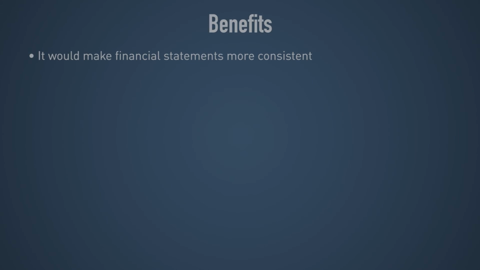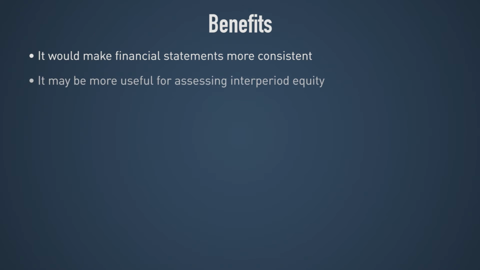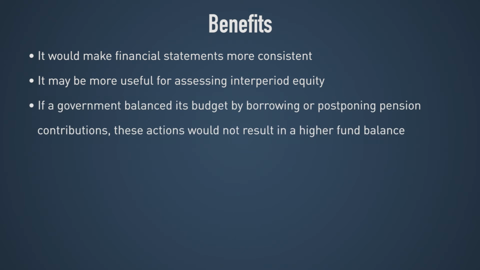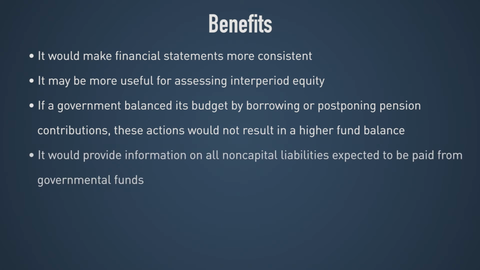The long-term approach would be an improvement over the existing information in the governmental funds for a number of reasons. It would make financial statements more consistent by including all transactions related to financial resources. It may be more useful for assessing inter-period equity, the degree to which a government raises sufficient resources to cover its costs each period. If a government balanced its budget by borrowing or postponing pension contributions, these actions would not result in a higher fund balance under the long-term approach. It would provide information on all non-capital liabilities expected to be paid from governmental funds, and because the information is more akin to what is reported in the government-wide financial statements, it may simplify financial reporting.